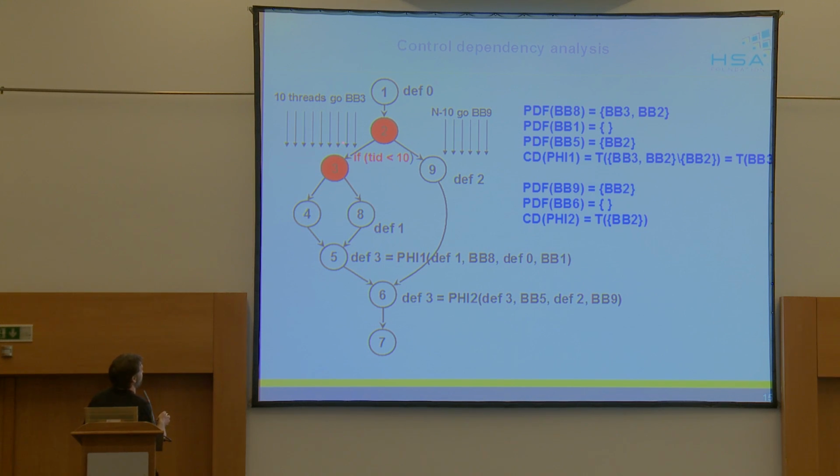All 10 threads that reach block 5 will execute either 8 or 4. So the reaching definition here is 0 or 1. We are only interested in these 10 threads when computing the weight and control dependency set for this definition. So we shouldn't account for this condition, only for this. That's why we use set difference.